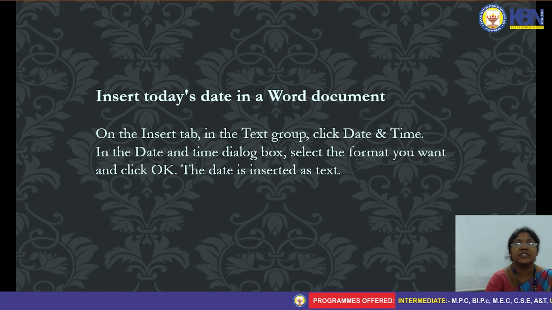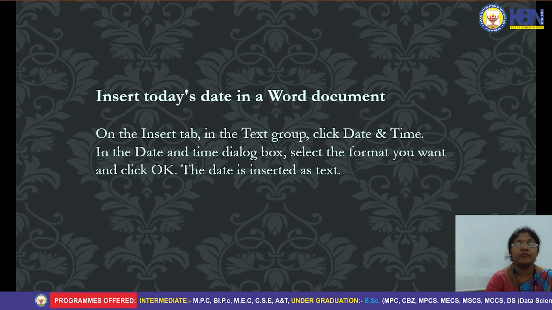Okay, then after, go for the next one. Insert today's date in a Word document. So you know a Word document means a number of pages. I'm making a documentation, maybe 100 pages, 200 pages. At the same time I want to insert a date in my particular pages. So I can insert the date by going to the insert tab and the text group, then clicking date and time. In the date and time dialog box, they have so many predefined dates and times. You can format and you can make a new one also. Here you can select one date and time command, then after insert as a text.